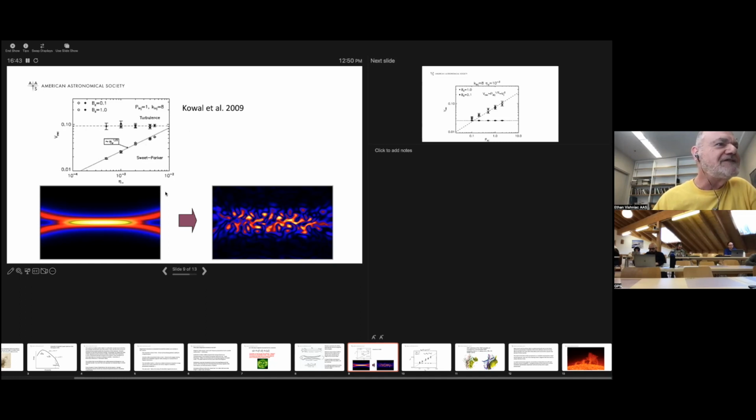So you can get a sense of how the two models differ just by looking at these two diagrams at the bottom, where on the left, this is actually from Kowal's simulation before he turned on turbulent driving. And on the right, this is the same current sheet, but now being buffeted by fairly strong turbulence. So this was a great success.